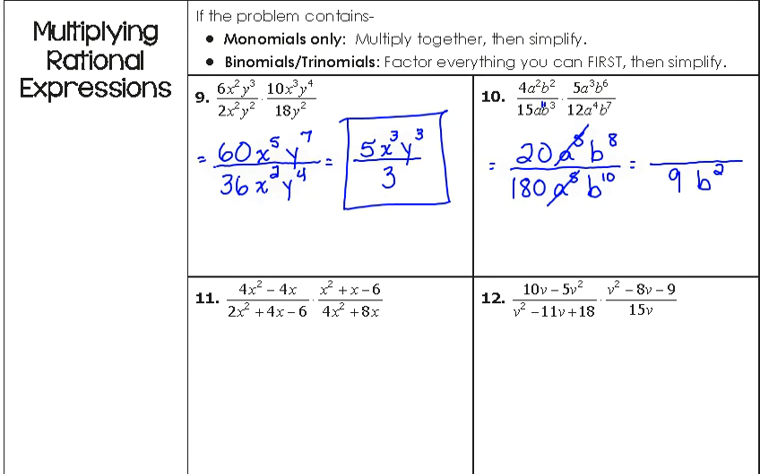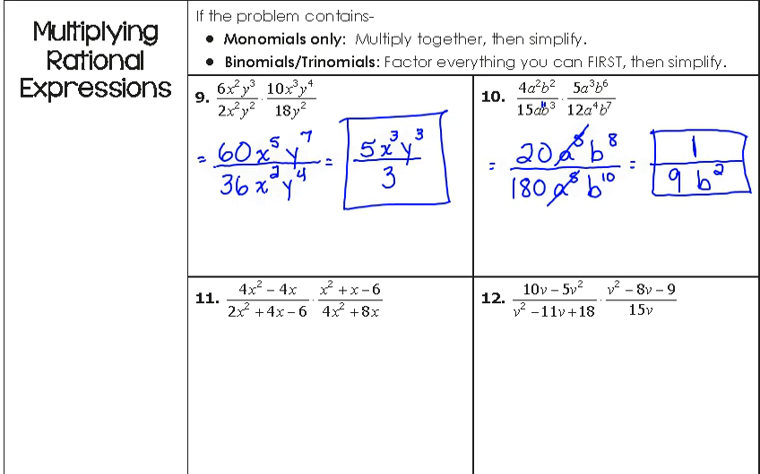Does the 9b squared just go up to the numerator? No. We got to put a 1 there. I don't mean to sound sarcastic, but I just did it because people do that. There's nothing in the numerator, so the numerator just disappears. Okay, you have to put a 1 in its place.